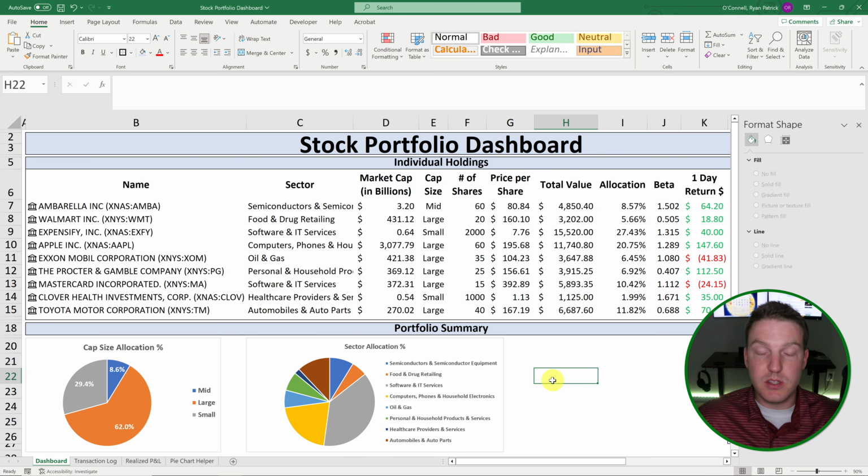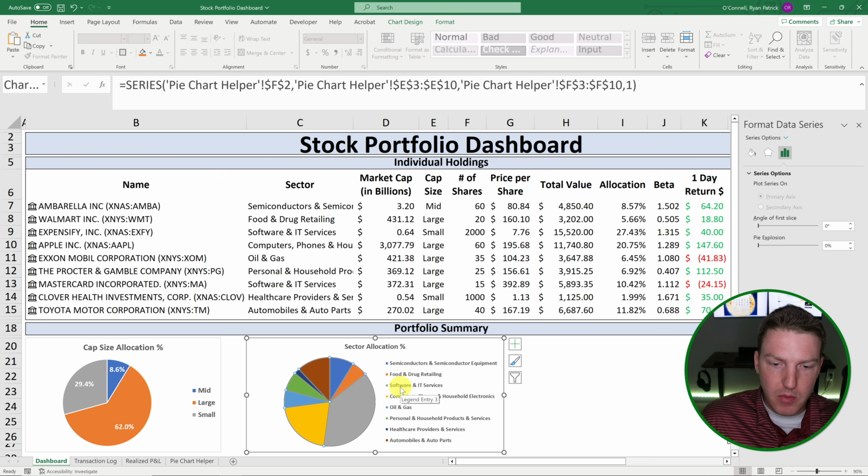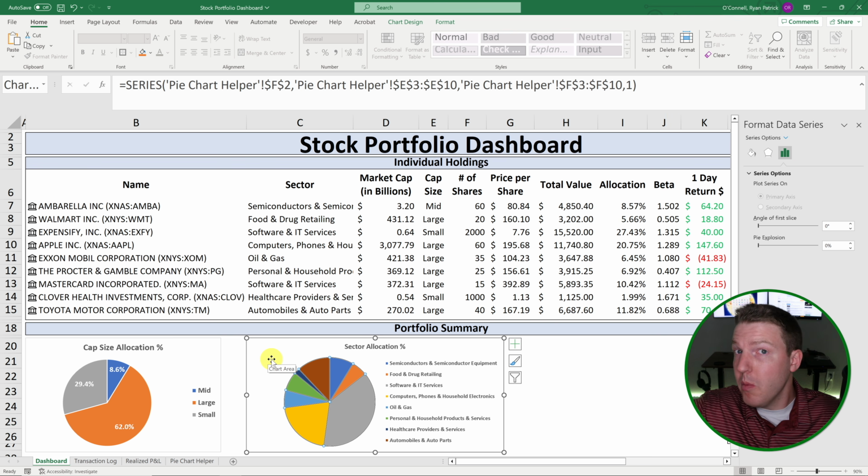So I'm now decently happy with how this looks, and I can see that this gray section is huge, and I might be a little bit over invested in software and IT services. And we've seen periods of time where software and IT, as we can kind of measure with the NASDAQ index, has blown up or collapsed. And so I might not want to have roughly 30-40% of my portfolio invested all in that one sector.